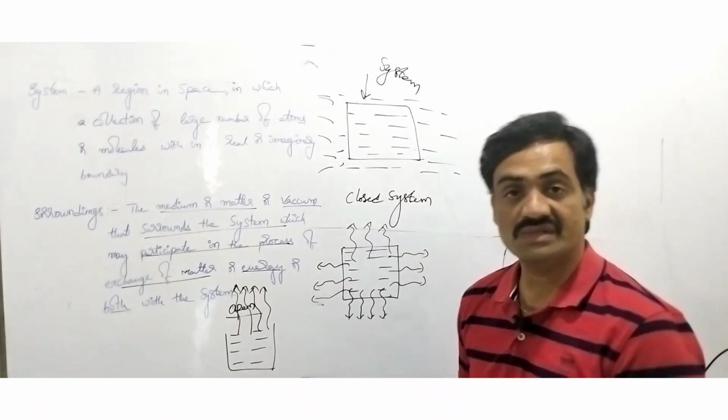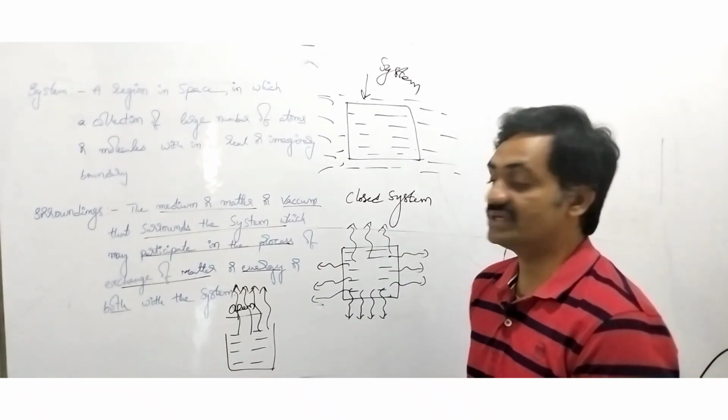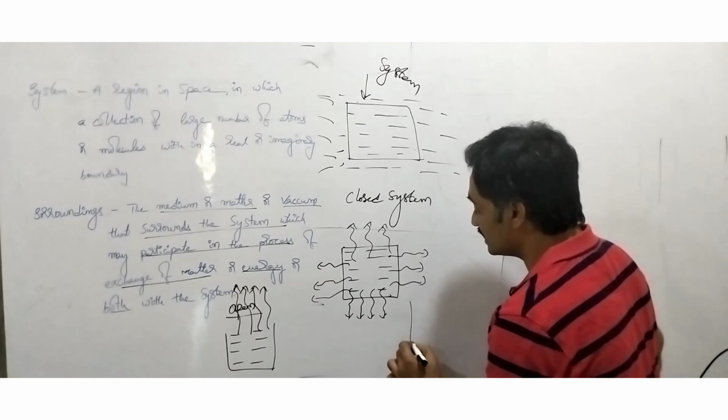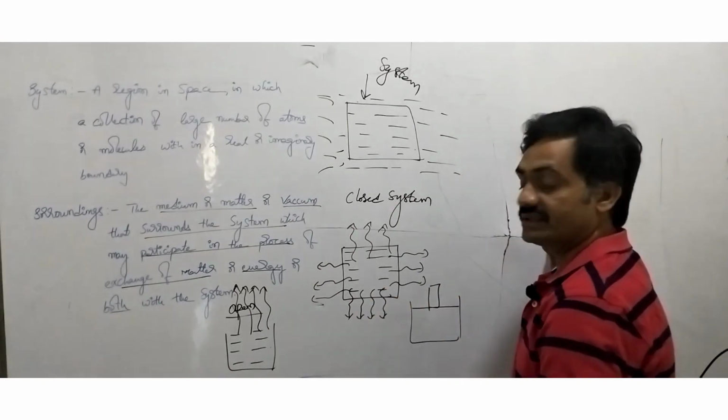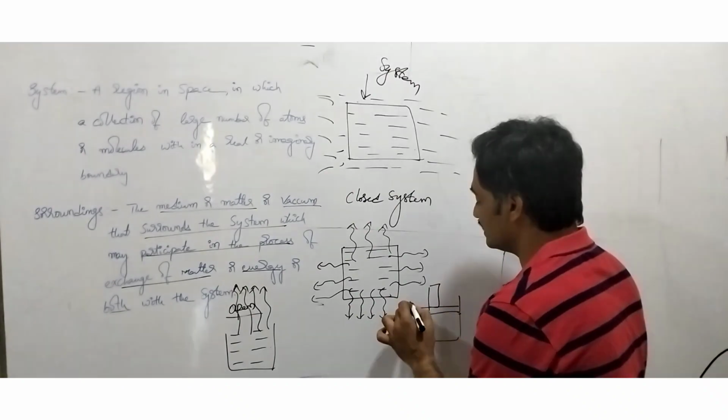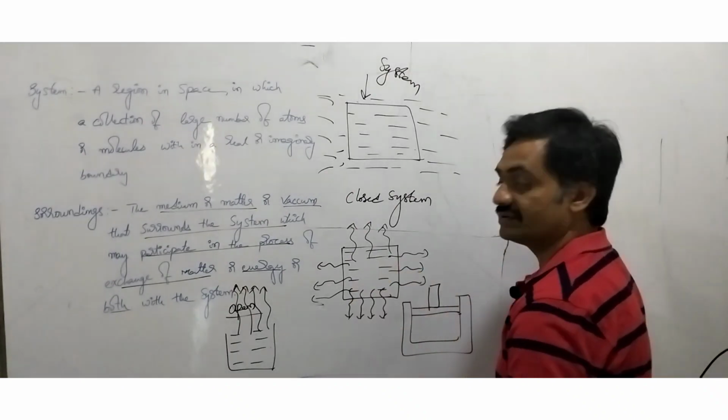An example for a closed system is a pressure cooker, or we can also consider a system with a movable piston. It's also a best example for a closed system.